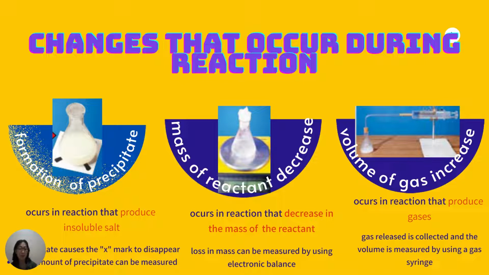The second one refers to mass of reactant decreases. This occurs in a reaction that decreases the mass of the reactant. For example, the reaction between calcium carbonate and nitric acid. This causes calcium nitrate, a soluble salt, carbon dioxide gas, and water to be formed. So in this reaction, the mass of the reactant such as calcium carbonate will decrease, and the loss in mass can be measured by using an electronic balance.